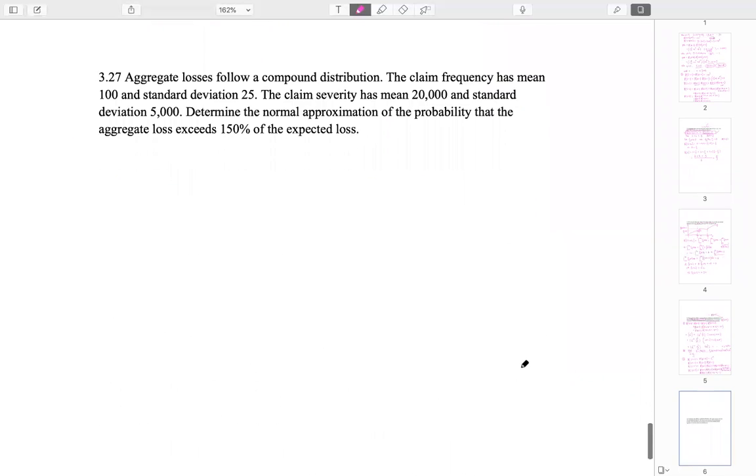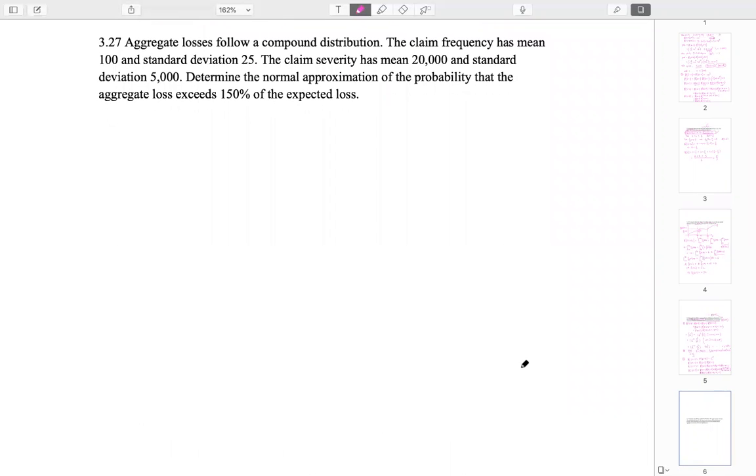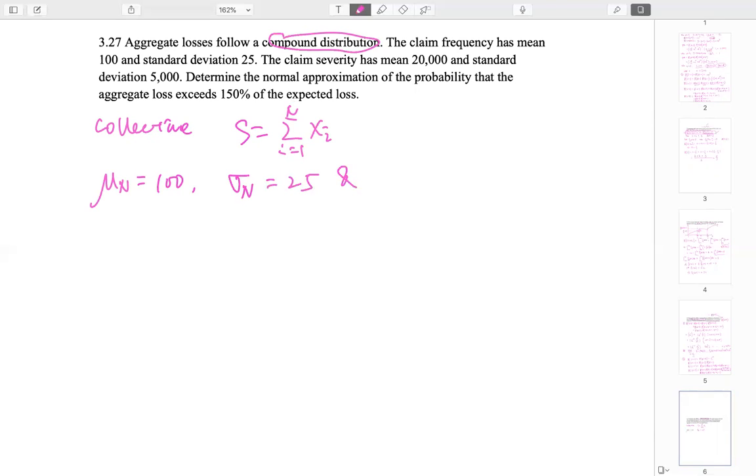We have one more question hidden down here, 3.27. This is actually an easy question because we know you have a compound model, so it's collective. Right, so S looks like this. The claim frequency has mean, so we know mu N is 100, sigma N is 25, and claim severity is 20K. The standard deviation is 5K.